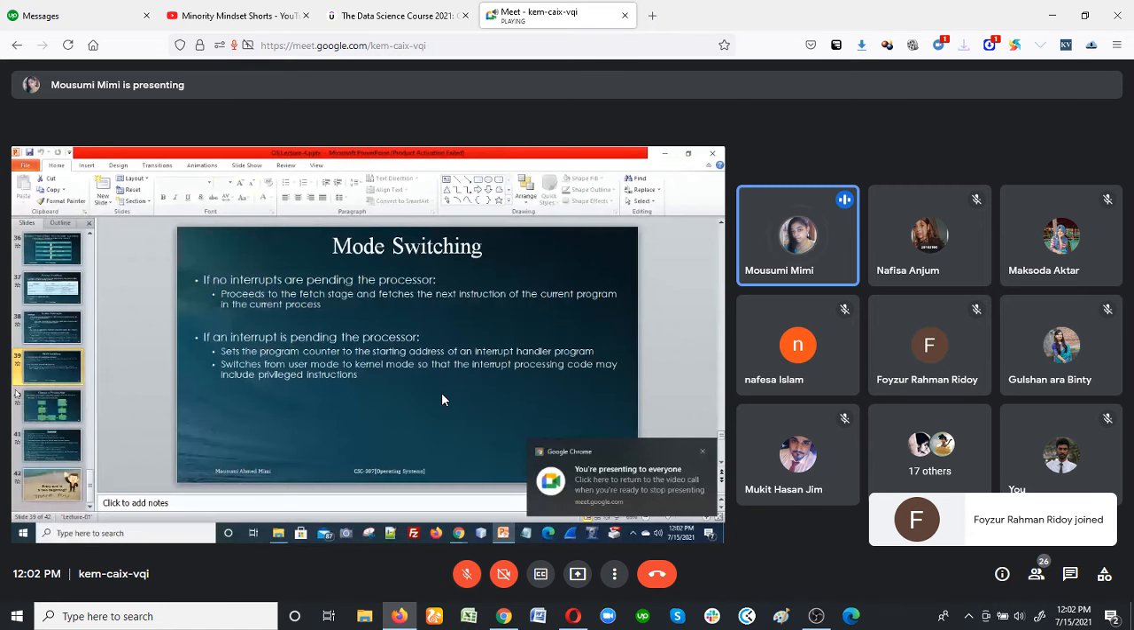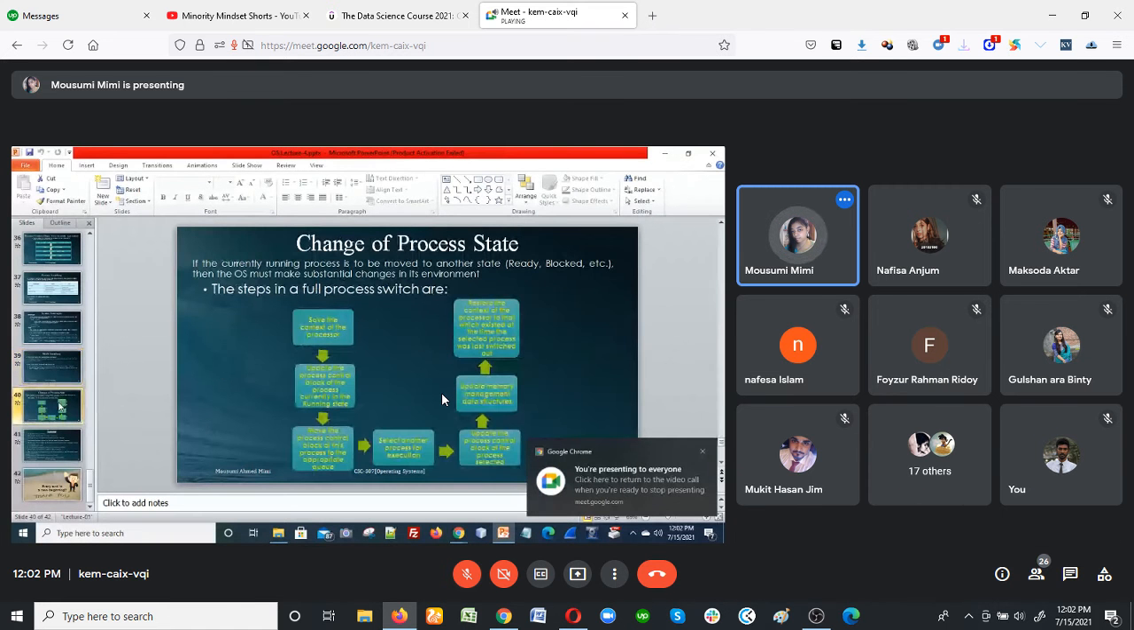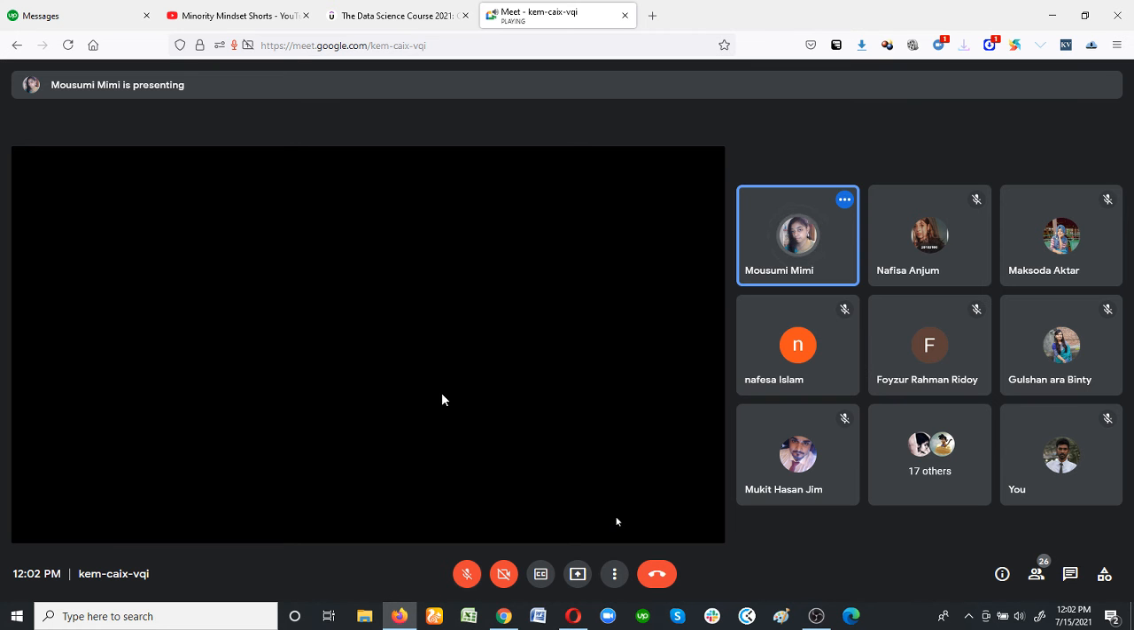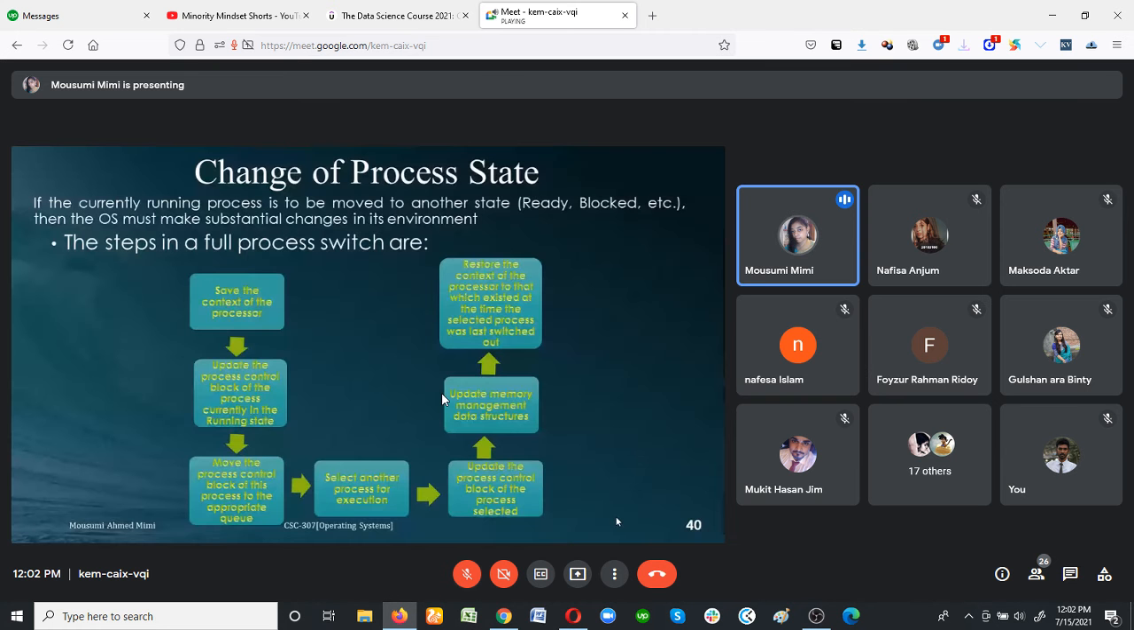Then the last thing from this chapter that we're going to learn, you already know this, it's very easy. You already know the steps in the process. A change of the process means from ready to run, ready to waiting, waiting to running, running to waiting, these types of steps. So this is the flow chart of how the process changes its state from one state to another.